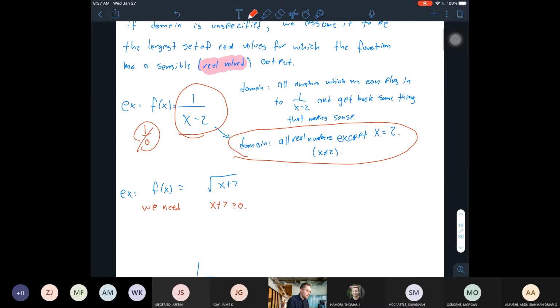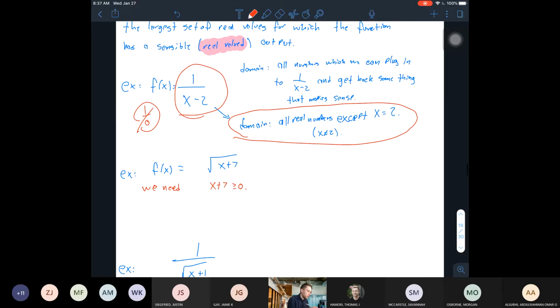We saw a couple lessons ago how we solved these inequalities. All we're going to do is move that 7 over to the other side. I'm just subtracting, so I don't need to worry about flipping the sign. We should have negative 7 there.